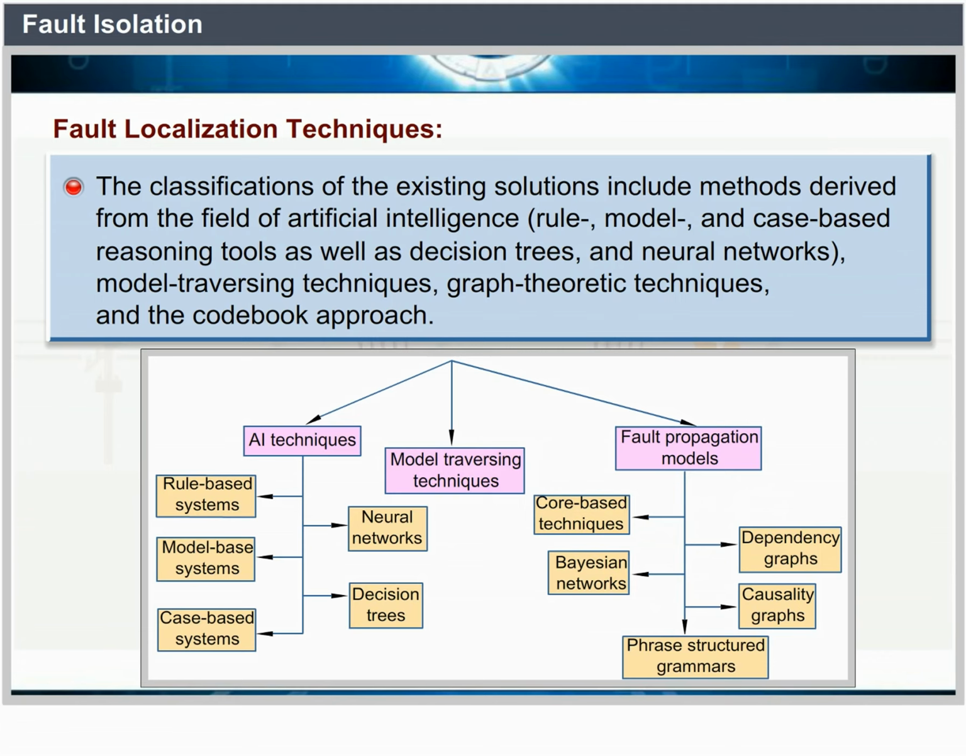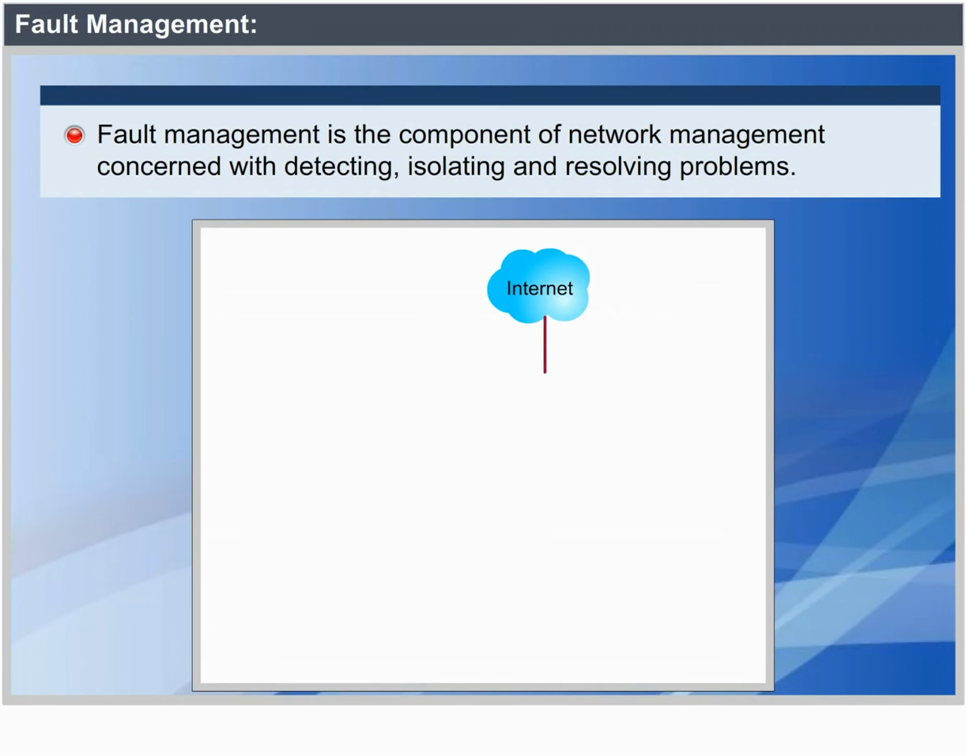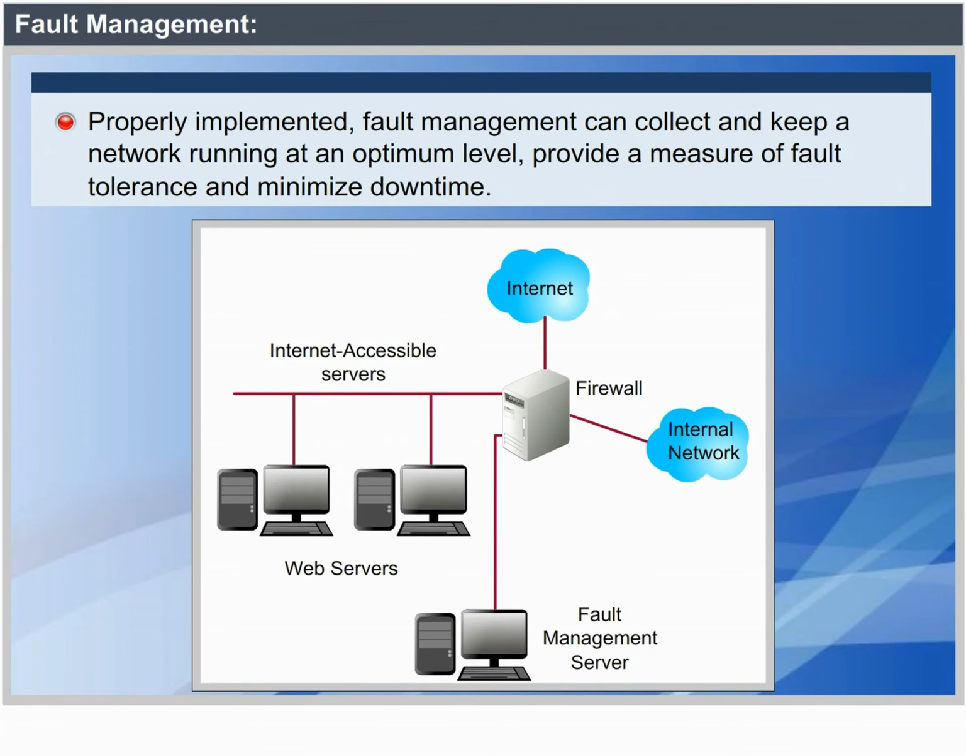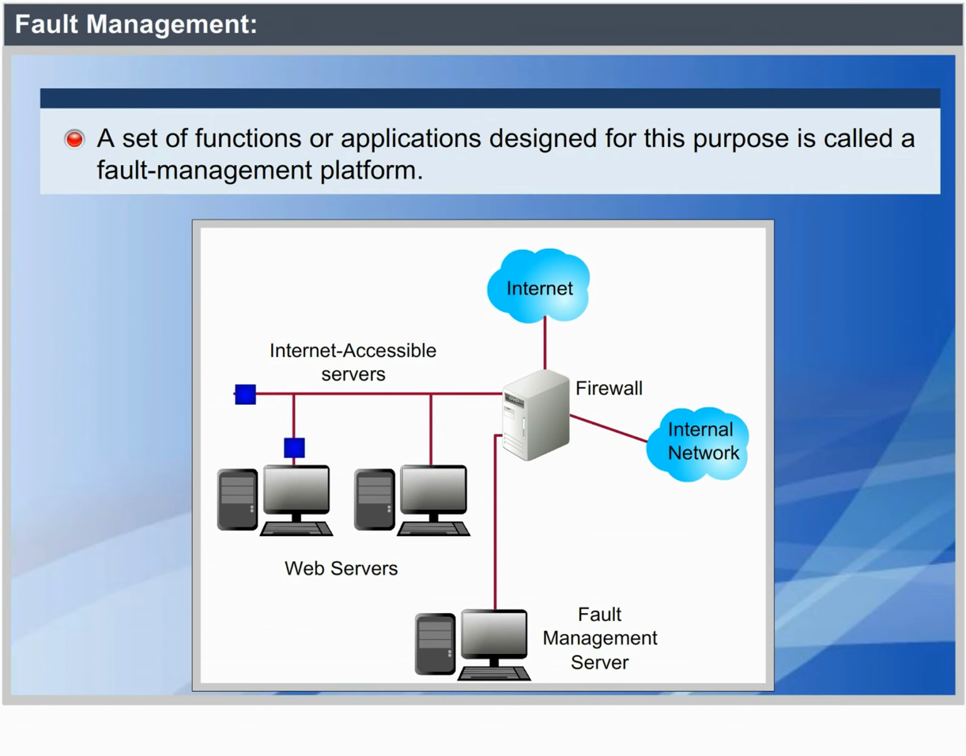Fault management. Fault management is the component of network management concerned with detecting, isolating, and resolving problems. Properly implemented, fault management can keep a network running at an optimum level, provide a measure of fault tolerance, and minimize downtime. A set of functions or applications designed for this purpose is called a fault management platform.